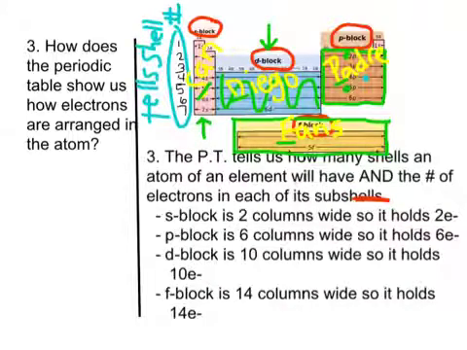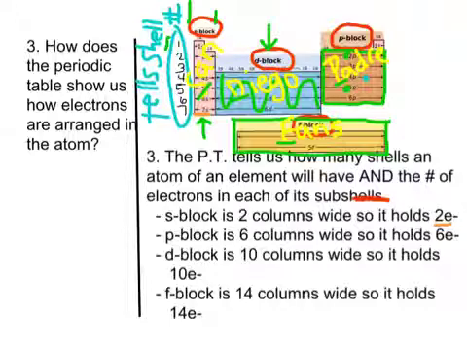Lastly, the periodic table also tells us how many electrons are being held in each subshell. Again, remember that the period number, the row number, tells us the shell number. Then we have the s block, d block, p block, and f block, and how many columns wide those are is how many electrons they can hold. The s block is 2 columns wide. It spans 2 columns or 2 groups on the periodic table. Therefore, the s block holds 2 electrons.